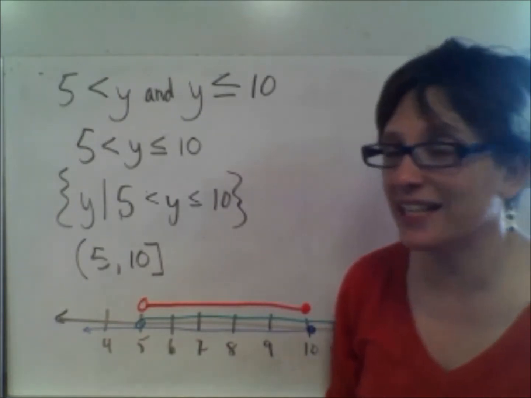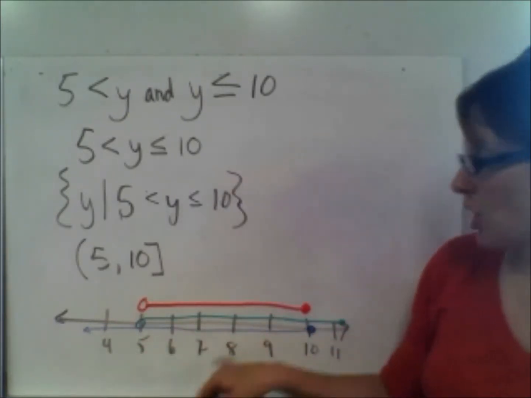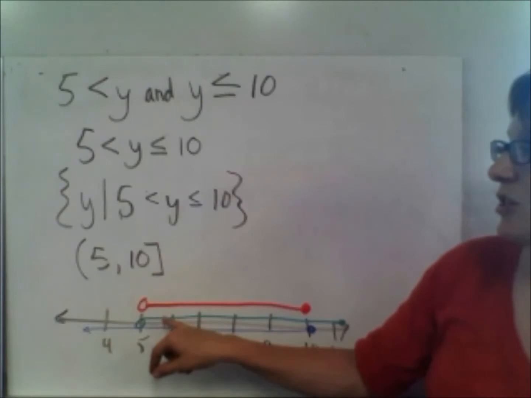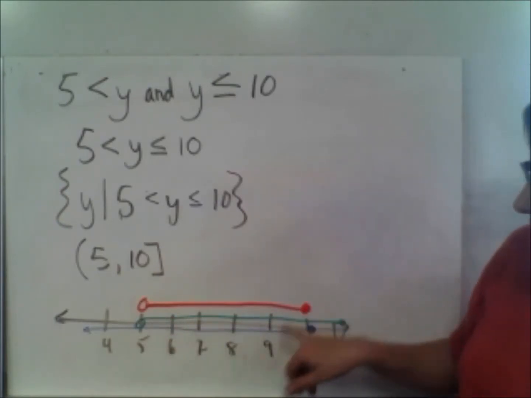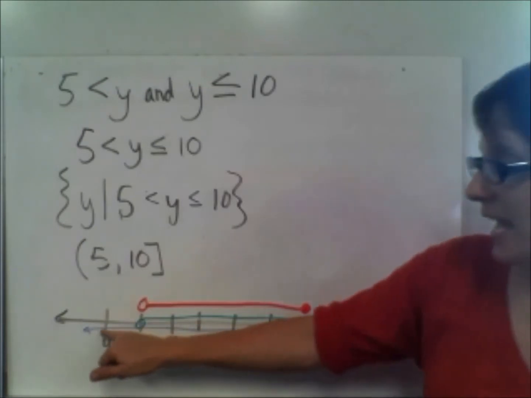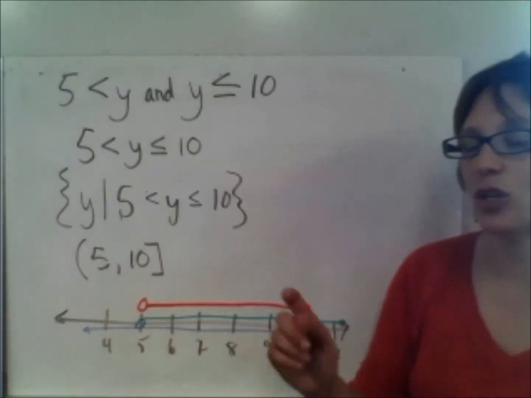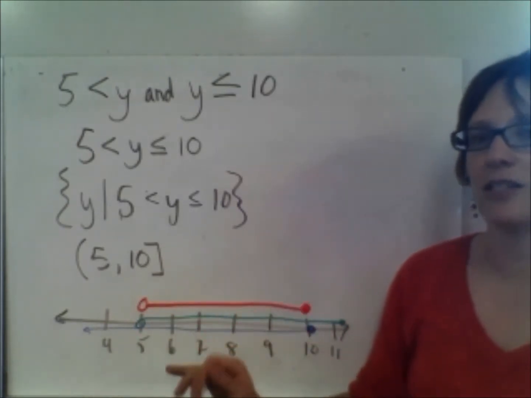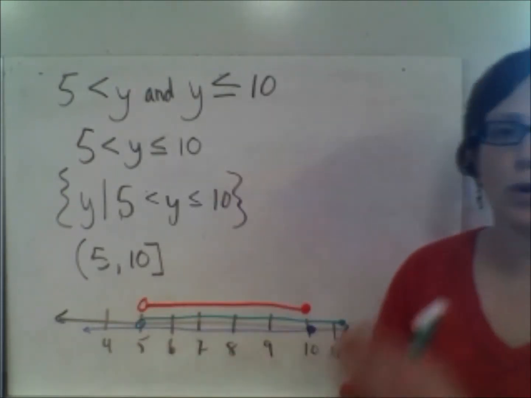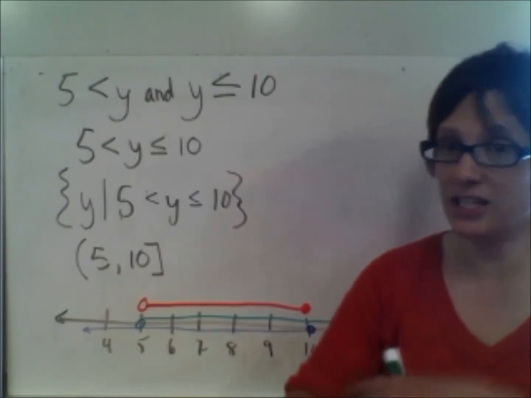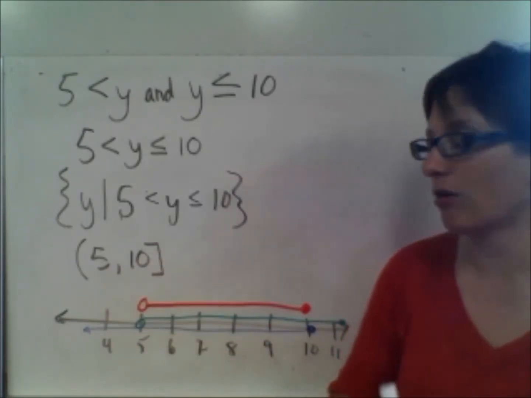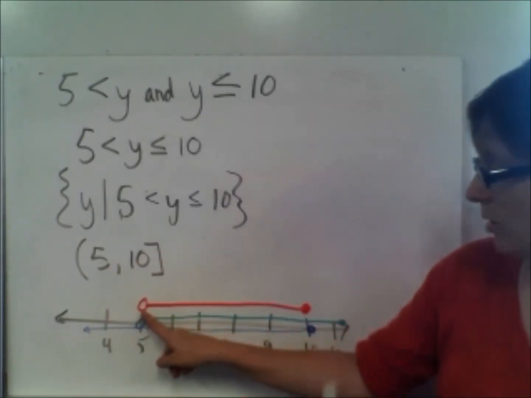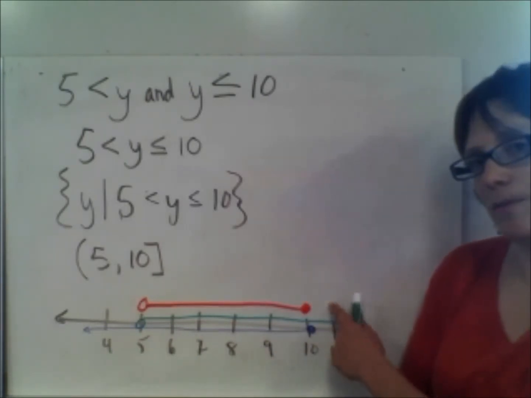Then the last thing I did is I graphed both of them. The green is y is greater than 5. The blue is y is less than or equal to 10. And then I took, because and is an intersection, I took the red to show my final answer. The intersection is where the two of them cross. It's not all the rest of them, it's just where they cross. And they crossed at the open circle all the way up to the closed circle.